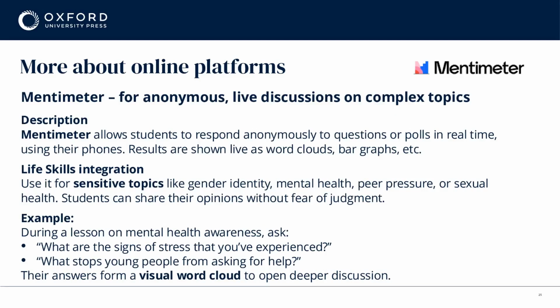Mentimeter is for anonymous live discussions on complex topics. Mentimeter allows students to respond anonymously to questions or polls in real time using their phones. The results are then shown live as word clouds or graphs, etc. It can be used for sensitive topics like gender identity, mental health, peer pressure, or sexual health. Students would feel more comfortable sharing their opinions anonymously without fear of judgment.